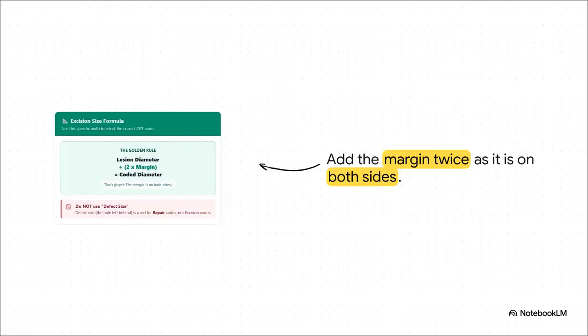And this brilliantly illustrates exactly how to calculate the size. Look closely at that formula. You have to take the maximum lesion diameter and add the margin twice. You might be wondering why twice. Well, because that margin exists on both sides of the lesion. It goes all the way around.